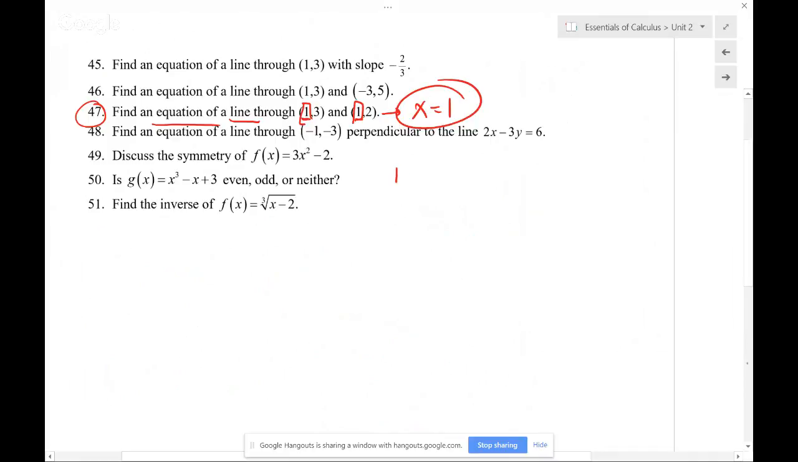If you found the slope of that, you're going to end up with 2 minus 3 over 1 minus 1, which is negative 1 over 0, which is undefined. And any line with an undefined slope is going to have an equation of x equals something, in this case 1.